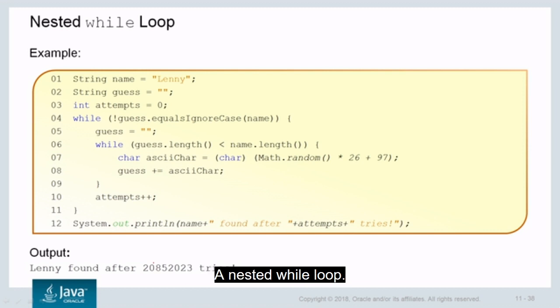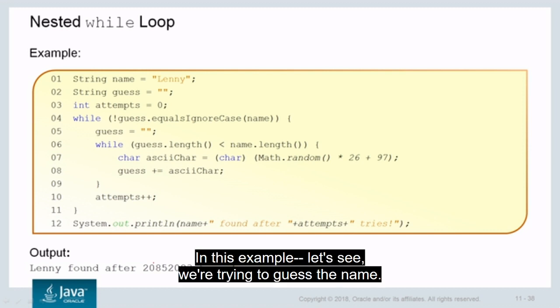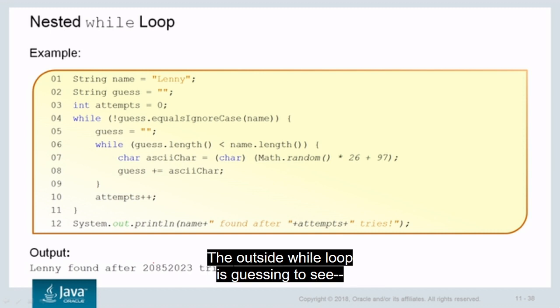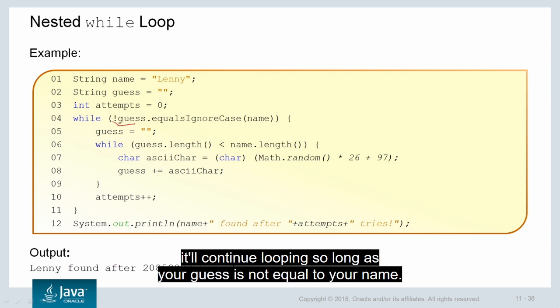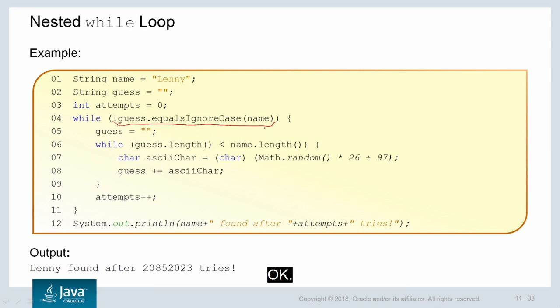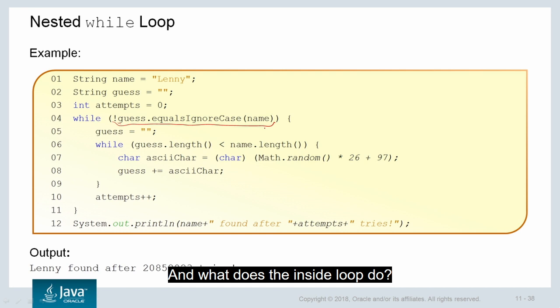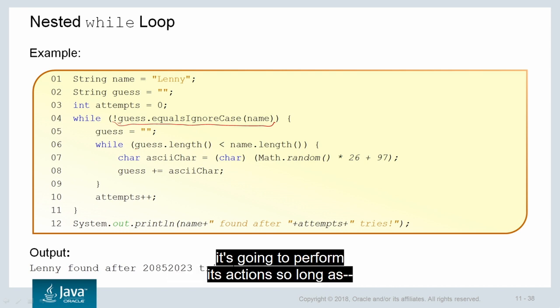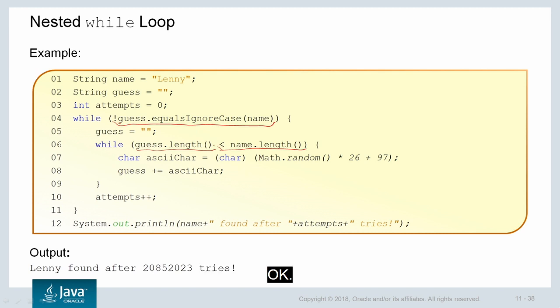A nested while loop. In this example, we're trying to guess the name. The outside while loop is guessing to see, it'll continue looping so long as your guess is not equal to your name. And what does the inside loop do? It's going to perform its actions so long as guess.length is less than name.length.